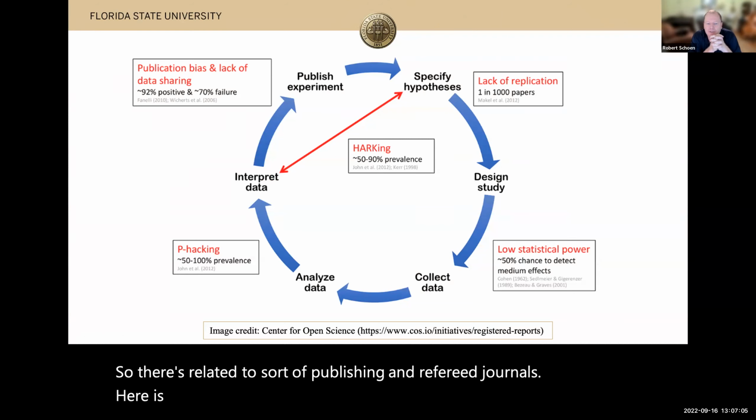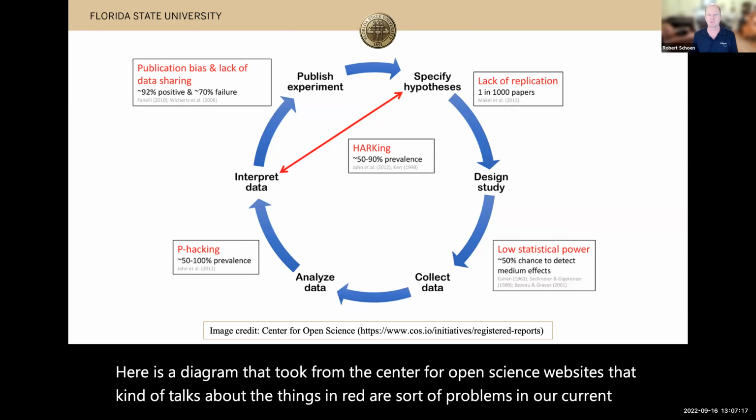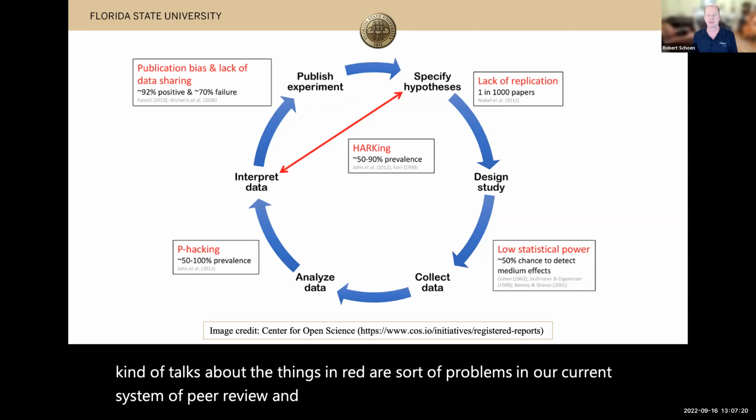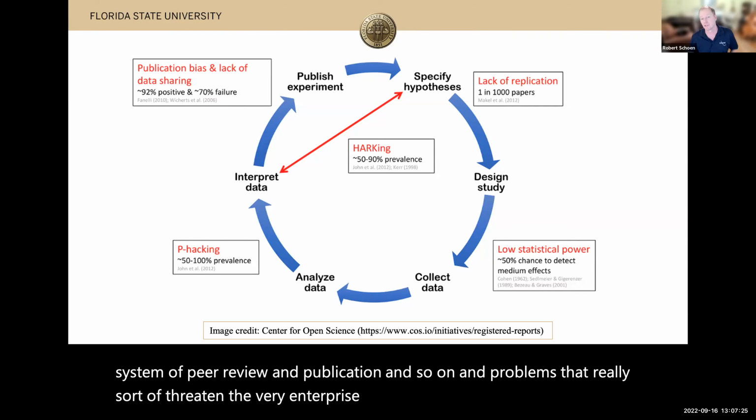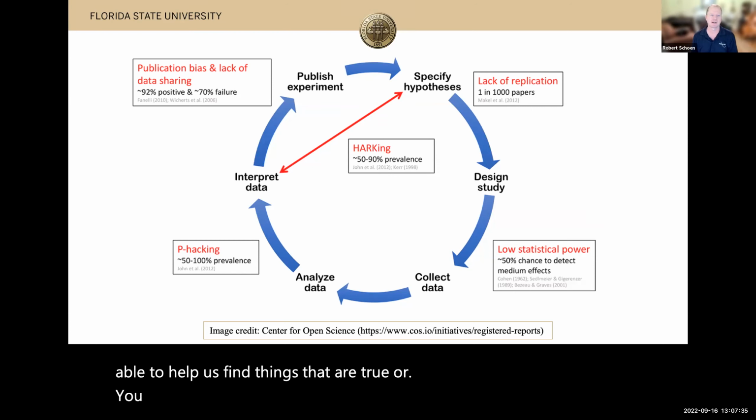Here is a diagram that I took from the Center for Open Science website. The things in red are problems in our current system of peer review and publication, problems that really threaten the very enterprise of science, as far as science being able to help us find things that are true or correct, interventions and medications that work or don't work, and so forth.